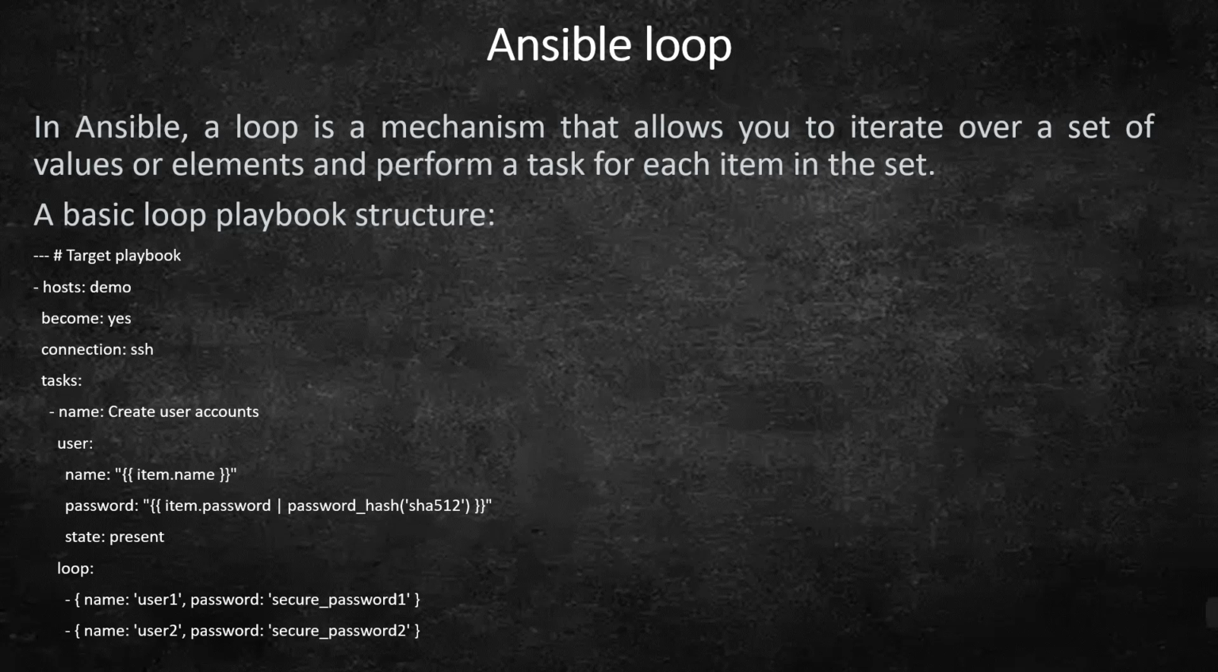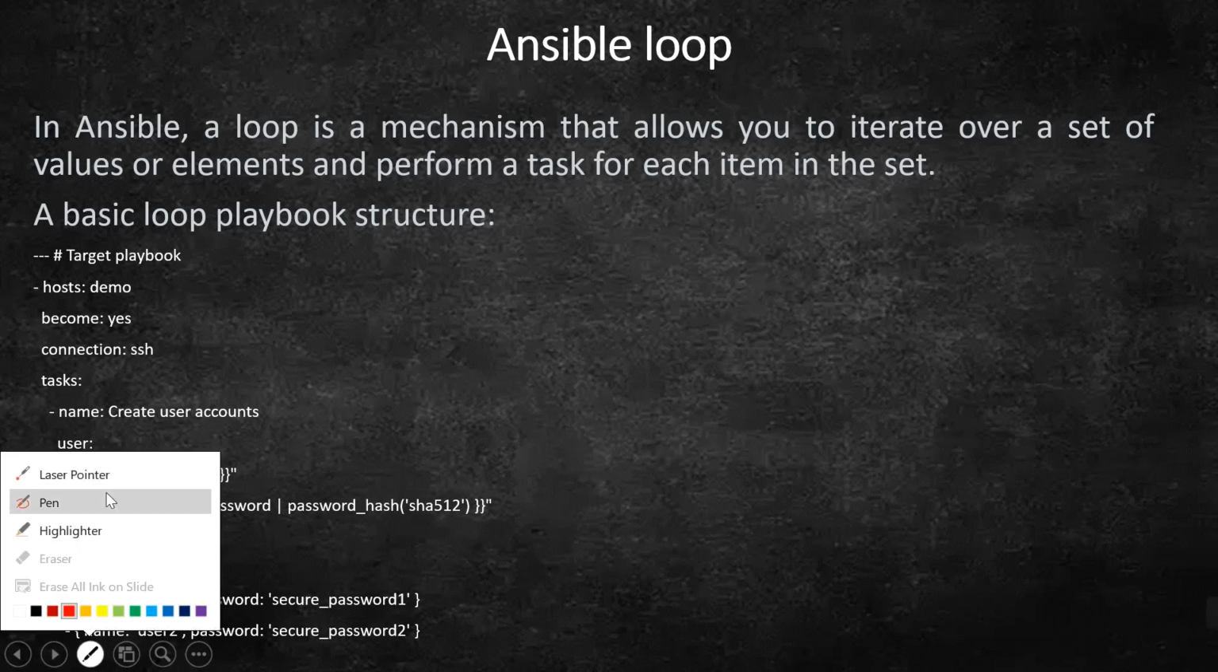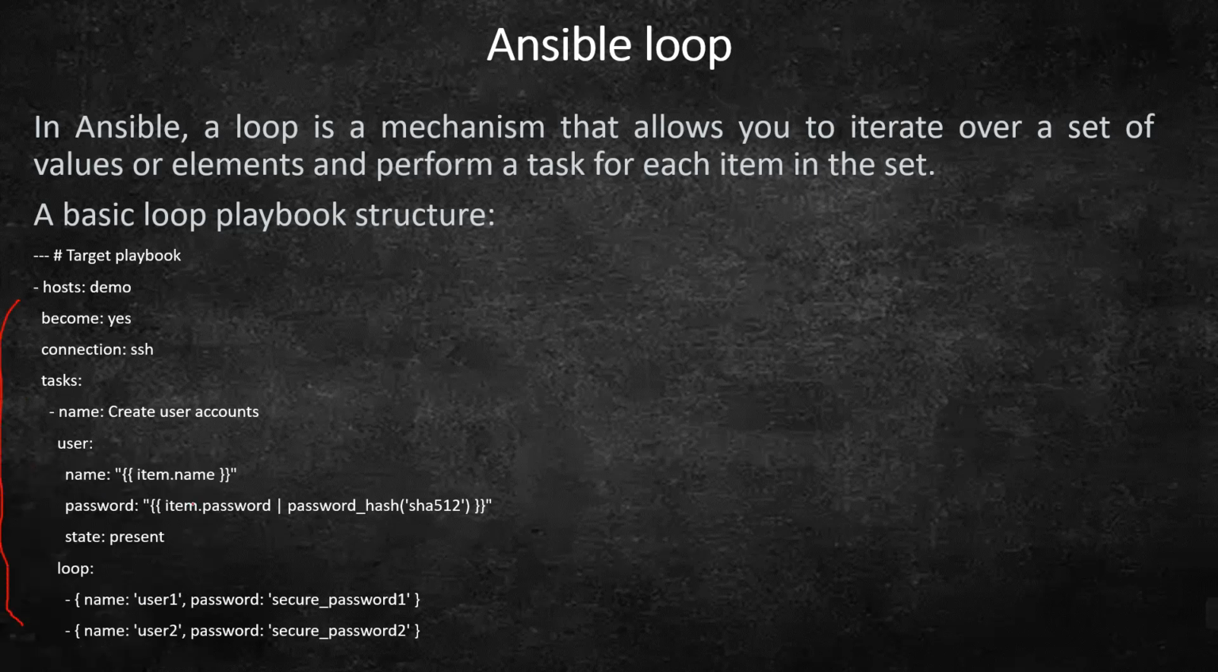And what is the Ansible loop? In Ansible, a loop is a mechanism that allows you to iterate over a set of values or elements and perform a task for each item in the set. So this is a basic loop playbook structure. You can see here the hosts, become, connection is SSH, and the task name is create user.